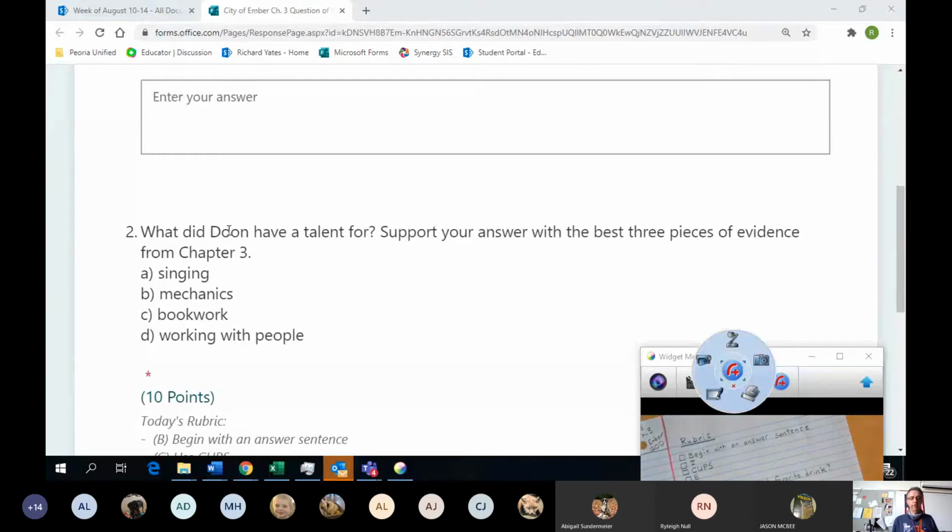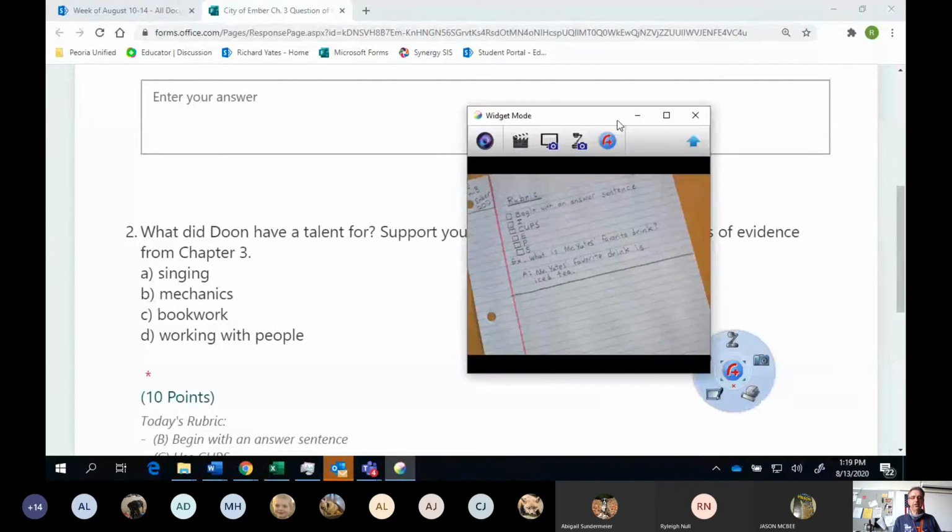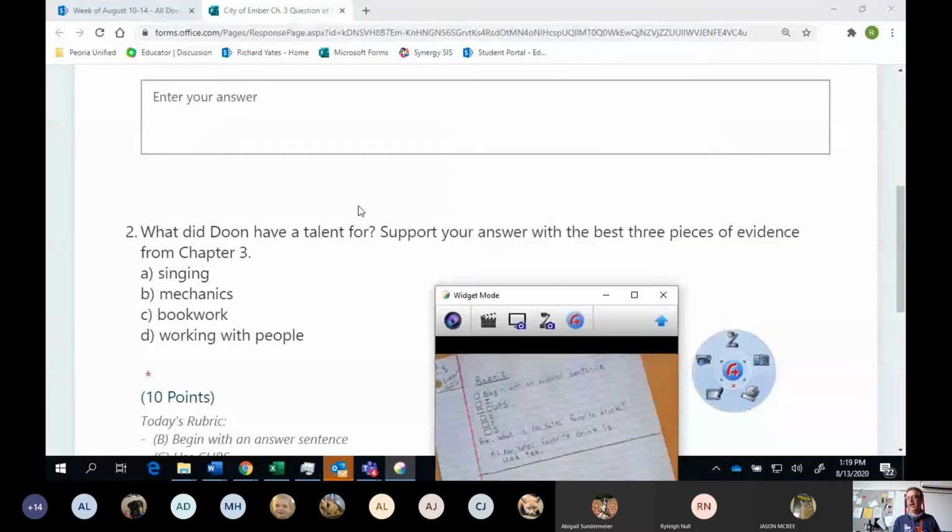Before we even figure out the answer here, I want you to tell me what would be a good answer sentence here. How could we start this with an answer sentence? So let's go ahead and think about that question. What did Dune have a talent for? And how can we turn that into an answer sentence using words from the question? Start thinking about it. I'm going to sip some iced tea. And then I want you to be ready to answer with an answer sentence, but leave the answer out as a blank.